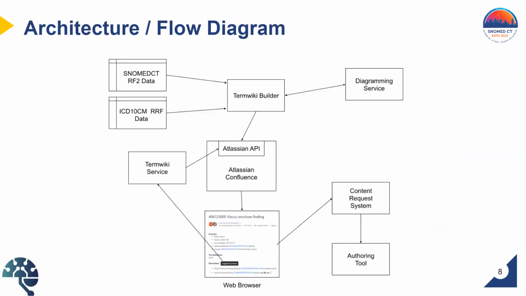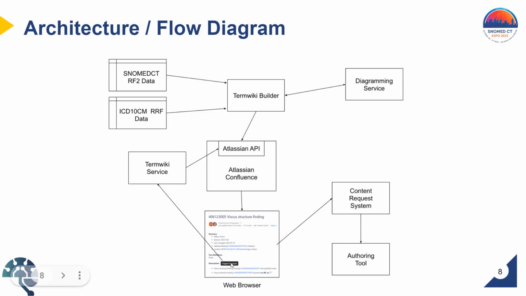The architecture diagram shows kind of what we've done. We started with some data files. There's a few other data assets not shown. We have a builder application that generates concept diagrams from a service that we wrote based off of the SNOMED browser diagramming tool. This all gets fed through the Atlassian API into a Confluence instance that then presents pages to users in a web browser.